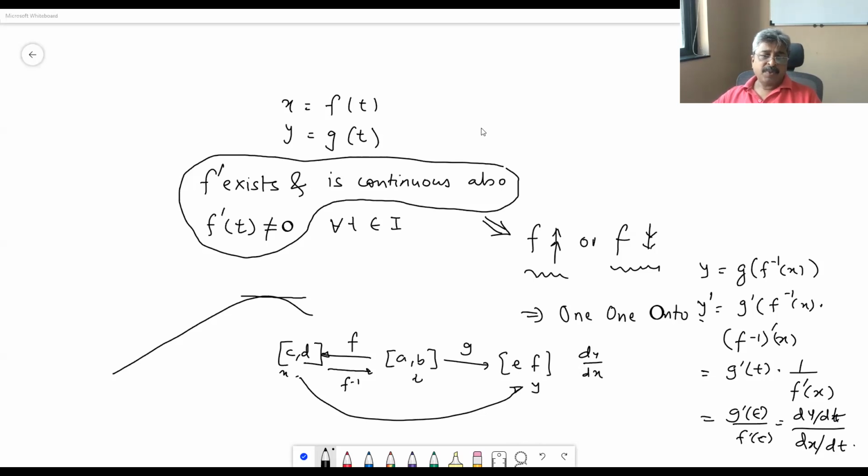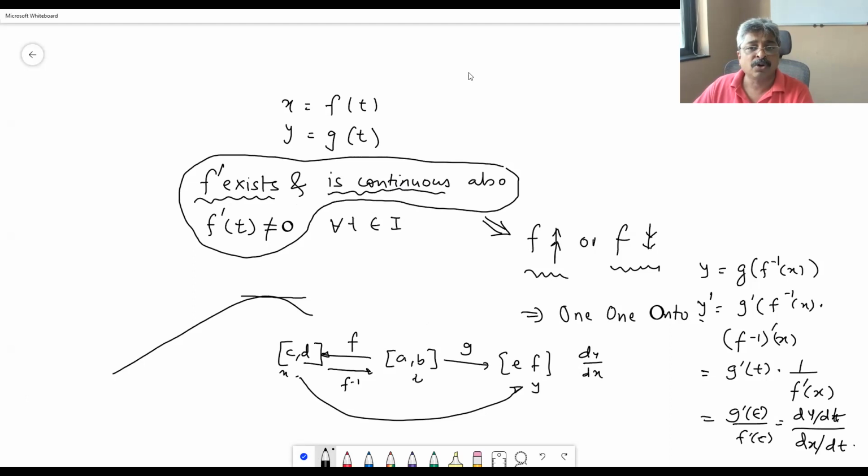Okay. However, in parametric differentiation, this condition that f dash must exist and be continuous is a very strong condition, because in many applications you might not get this, that f dash exists and is continuous. So will parametric differentiation fail in that case? That is the question, because the required conditions are not satisfied. But it is not true that parametric differentiation will fail, it will continue to work.